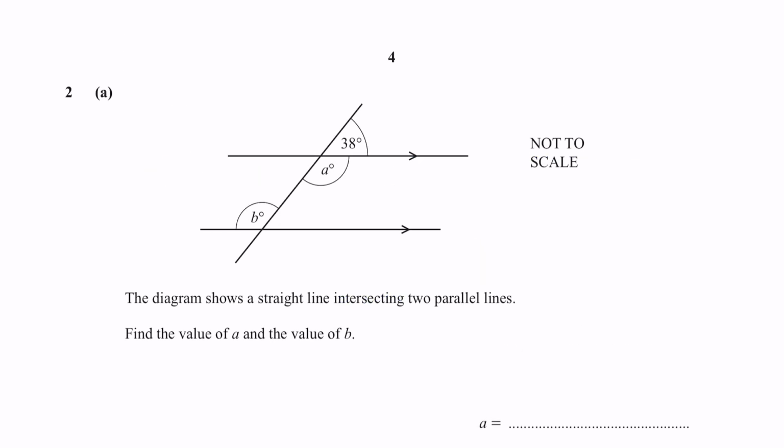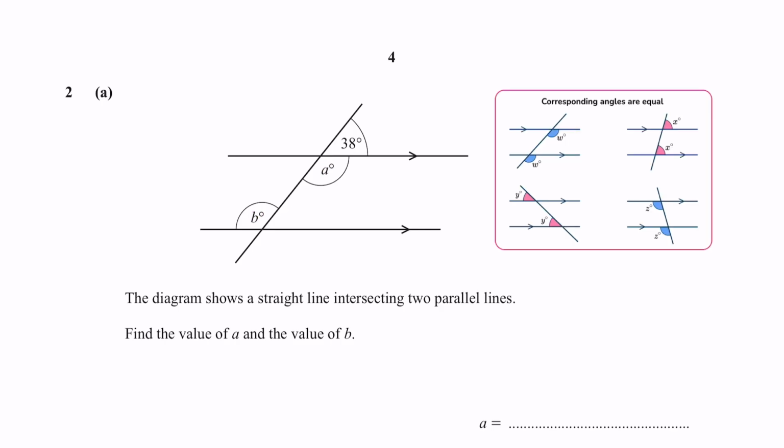Next, question 2. The diagram shows a straight line intersecting two parallel lines. Find the value of a and b. And to help us find these values, we can use the rule of corresponding angles. If you have two parallel lines, then we know that this angle and this angle are equal to each other.